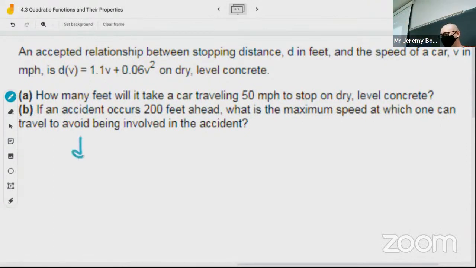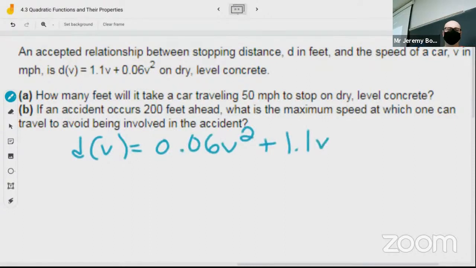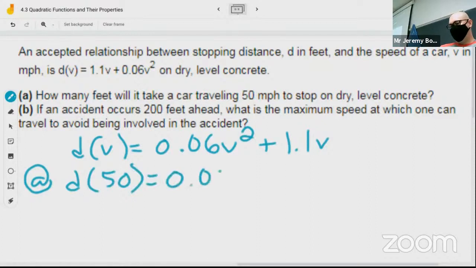Now I would rewrite that as 0.06 v squared plus 1.1 v, right? Because we usually want ax squared plus bx plus c. So av squared plus bv plus c. C is 0 in this case. And so we want to know how many feet will it take a car traveling 50 miles per hour to stop in that situation. Well, that means we're going to do d of 50 is 0.06 times 50 squared plus 1.1 times 50.